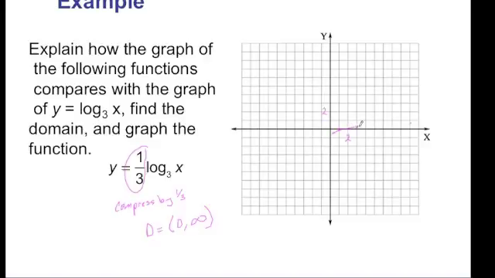So this becomes a much flatter graph. Didn't get my curve there.